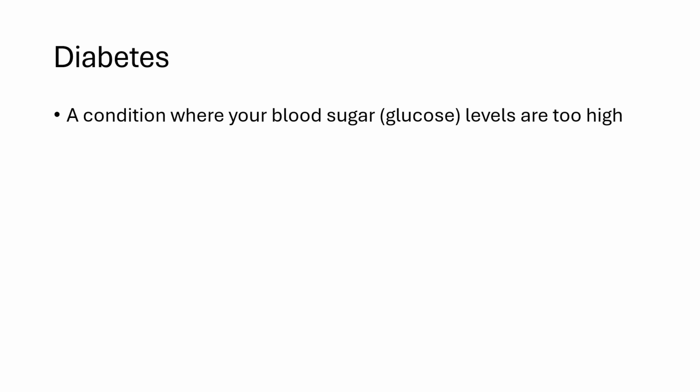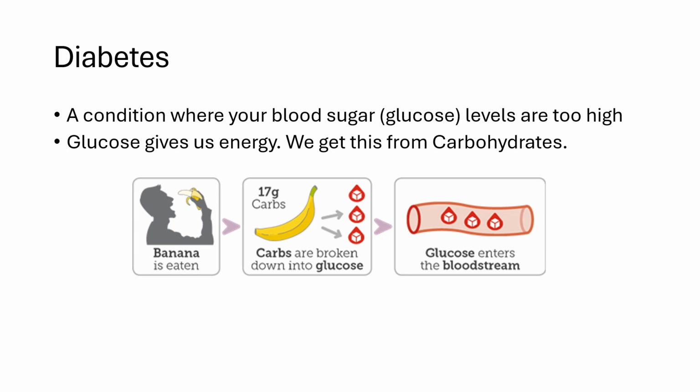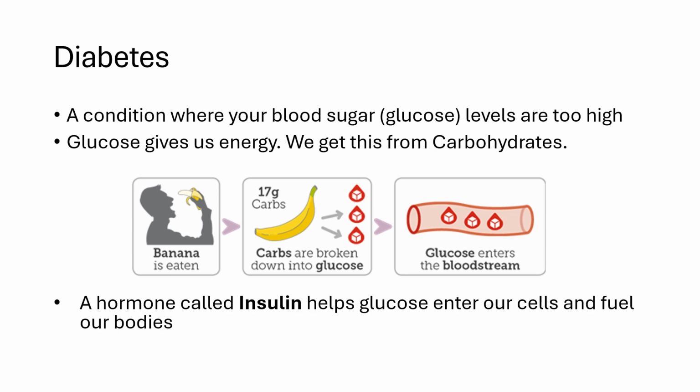So diabetes is a condition where your blood sugar or glucose levels are too high. Glucose gives us energy and we get this from carbohydrates. You may have heard this before. For example, if you eat a banana, there are 17 grams of carbs within a banana, and these are broken down in our body, in our digestive system, into glucose. And then the glucose enters our bloodstream and we use this for energy.